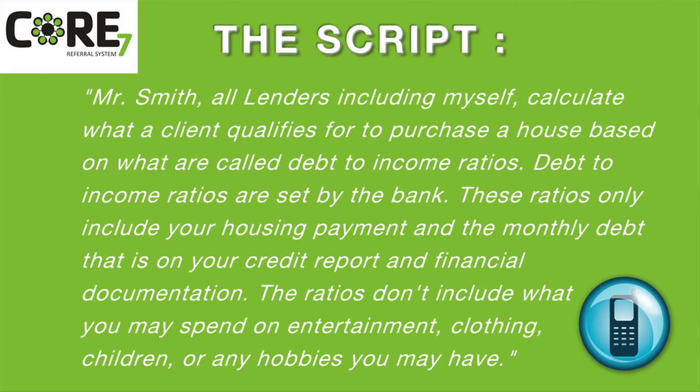Mr. Smith, all lenders, including myself, calculate what a client qualifies for a purchase based on what are called debt-to-income ratios. Debt-to-income ratios are set by the bank. These ratios include your housing payment and the monthly debt that is on your credit report and financial documentation. These ratios do not include what you may spend on entertainment, clothing, your children, or any hobbies you may have.